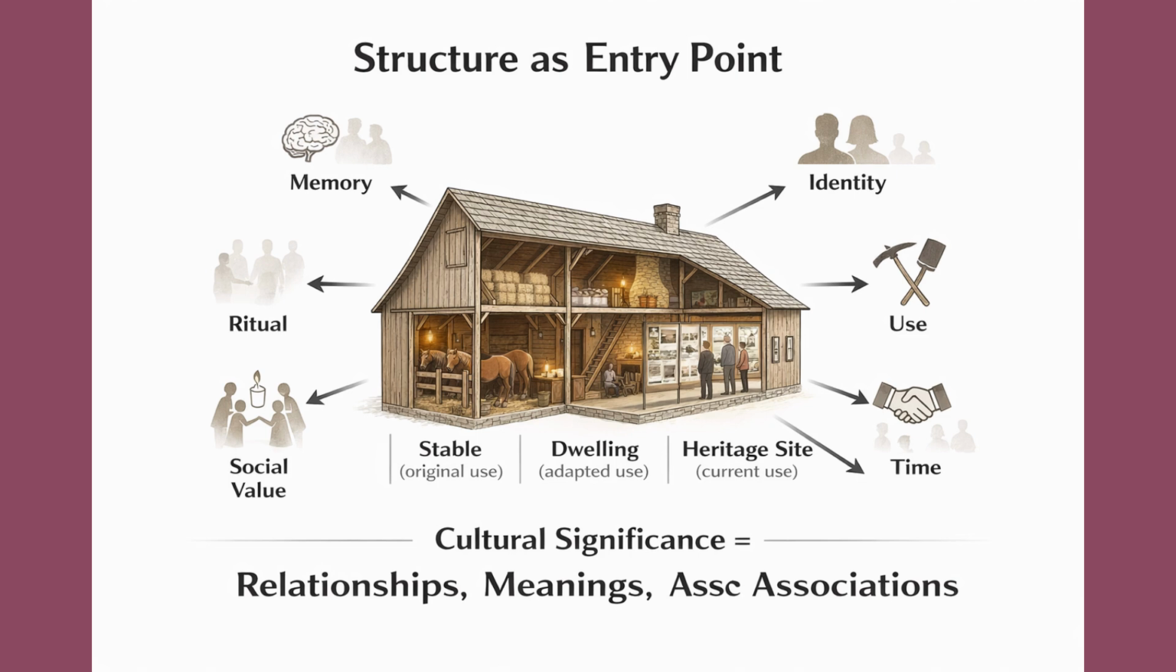So let's look at the diagram here again. We begin with a structure, something seemingly simple, such as a barn. We then move inward, or we look for deep meaning. Even with a simple structure, such as a barn, we can already see layers. It could have been a stable to begin with, and then a home. And then it became a heritage site because of something that might have happened in the home, or someone who might have lived in the home, who might have been famous, and so on. So each phase leaves a trace.